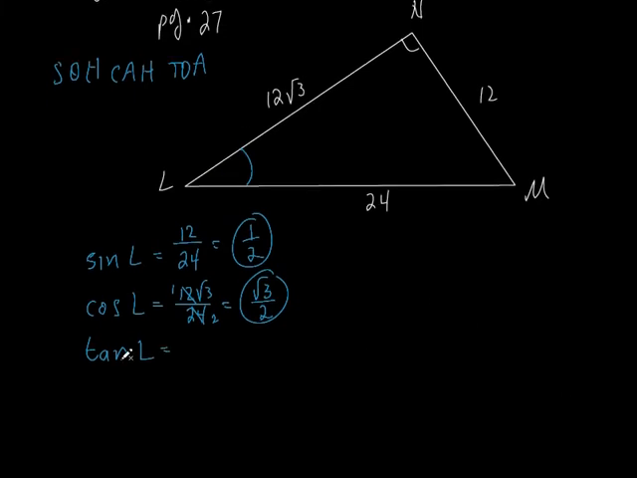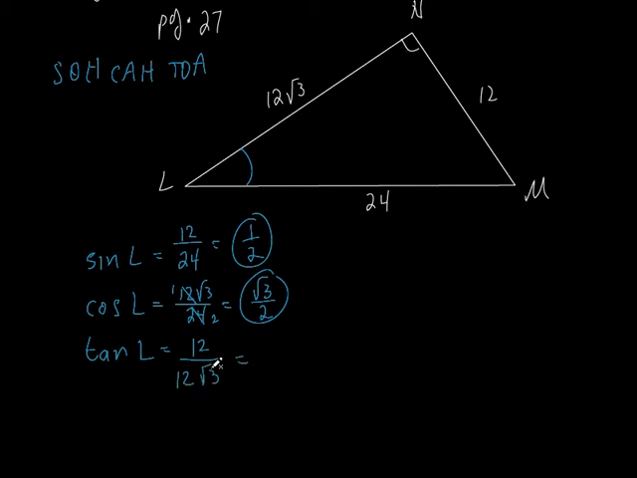So let's do the tangent. Now this one's a little bit more complicated. The tangent is the opposite over the adjacent. So what's opposite angle L? 12. What's adjacent to angle L? 12 square root of 3.